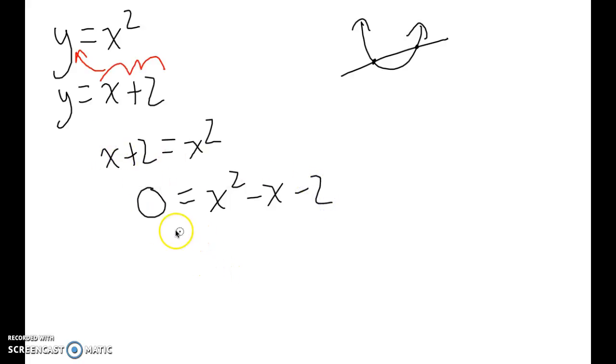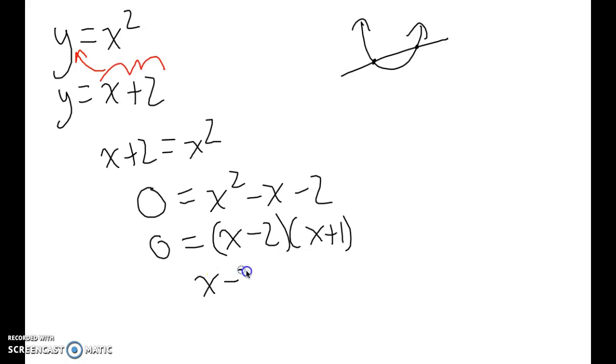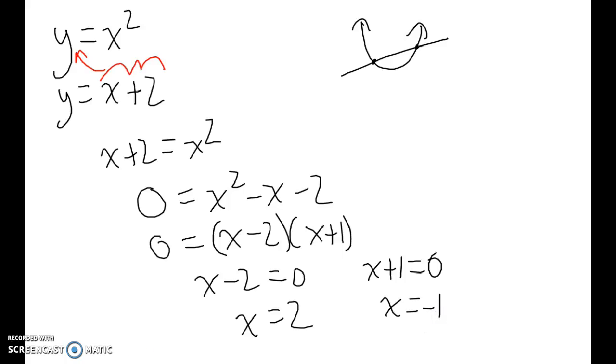Setting equal to 0 in order to solve it, and then I can factor, and I get 0 equals, and then I can factor this into x minus 2 and x plus 1. Therefore, either x minus 2 equals 0 or x plus 1 equals 0. So I get two different solutions, x equals 2, x equals negative 1. It makes sense that we have two different solutions because we have two different intersections.